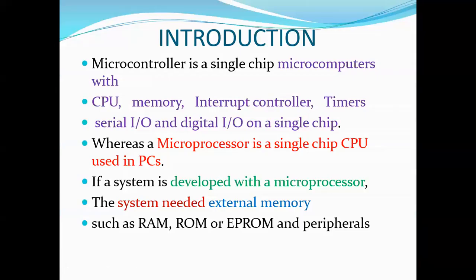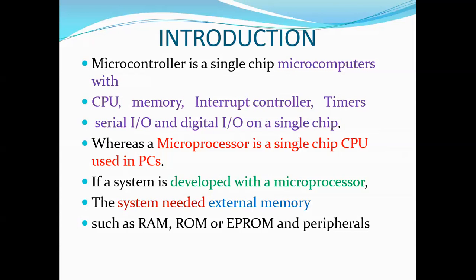Okay, what is a microcontroller? A microcontroller is a single chip microcomputer. That is, what are the things available inside a computer? Everything in a single chip, that is called a microcontroller. What are the different parts in a computer? CPU, memory, input and digital input output ports. These are the different components of a computer. Everything is available inside a single chip, that is the microcontroller.